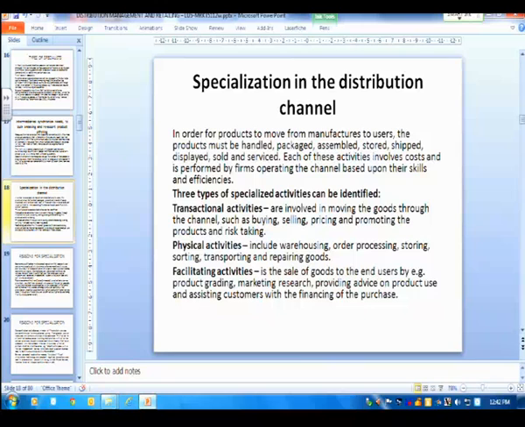Specialization in the distribution channel. In order for products to move from manufacturers to users, the products must be handled, packaged, assembled, stored, shipped, displayed, sold, and serviced. Each of these activities involves costs and is performed by firms operating the channel based upon their skills and efficiencies. Let's look at the three types of specialized activities that can be identified.